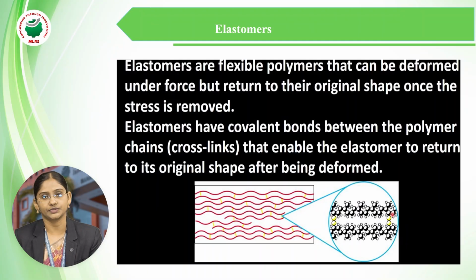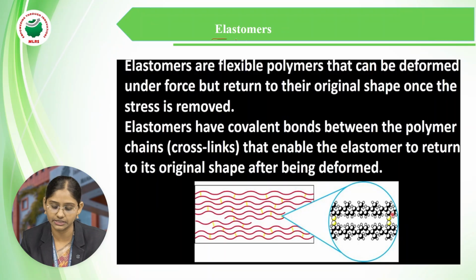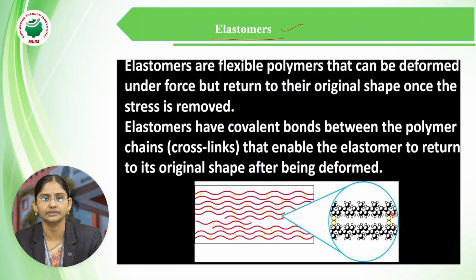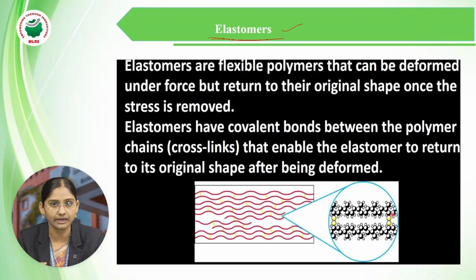Okay, so this is about the natural rubber. Now we'll see one more rubber, that is elastomers, which is nothing but the synthesized rubber. Rubber can be obtained either naturally from the plants, or it can be synthesized in the laboratory by using chemicals, right? That synthesized rubber or man-made rubber is named elastomers. These elastomers are also flexible polymers. These elastomers can be deformed and return to their original shape once the stress is removed.